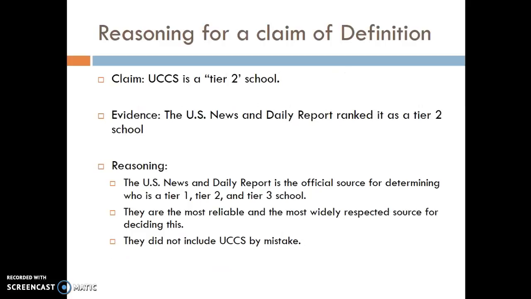If we look at some of the reasoning for a claim of definition, we have one like "UCCS is a tier 2 school." In this case, we're going back to what we discussed before, which is using a source of authority as the evidence for the definition. We acknowledge that U.S. News and World Report is the official and recognized source for deciding who gets to be in which category, and they ranked it as a tier 2 school. So the reasoning here primarily is that we trust this source to be the author of this decision. Also, obviously, we're assuming that they didn't put in UCCS by mistake and actually meant the University of California Coastal State or something.